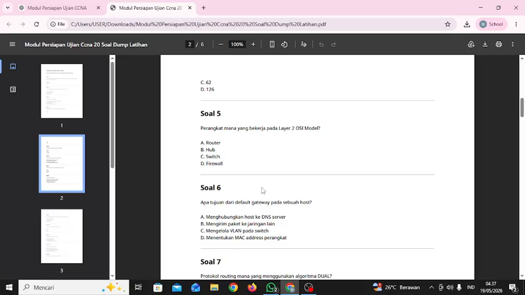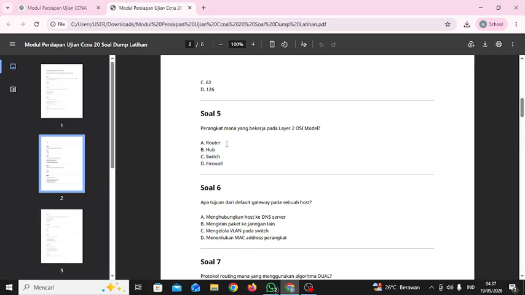Okay, next question. Which device operates at layer 2 of the OSI model? A router, B hub, C switch, and D firewall. And the correct answer, that is switch, C.